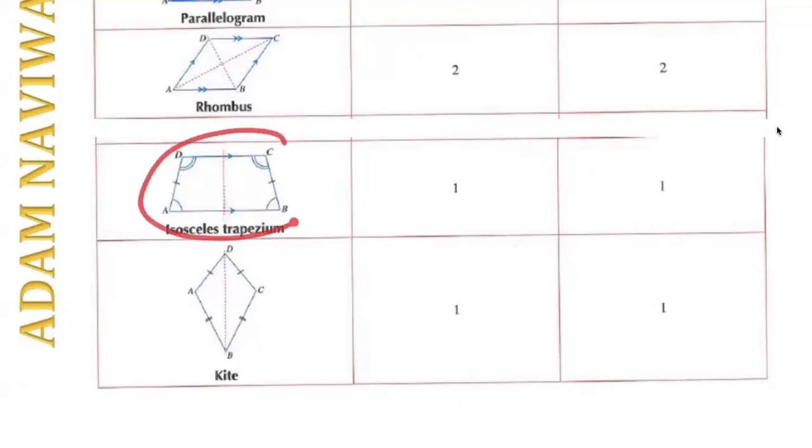And this figure has an order of rotational symmetry of 1, which means that in 360 degrees, it can fit its outline only once. Then the next shape is a kite. A kite has these 2 sides equal and these 2 sides equal in length. Only the longer diagonal acts as a line of symmetry. Only this is the line of symmetry.